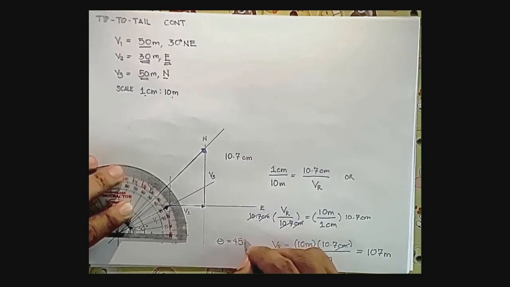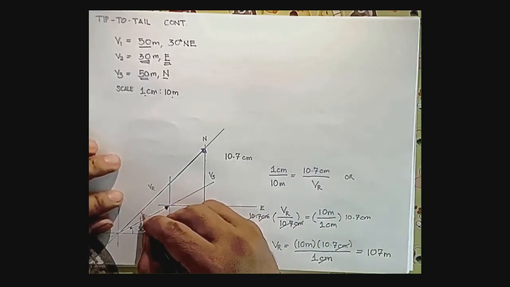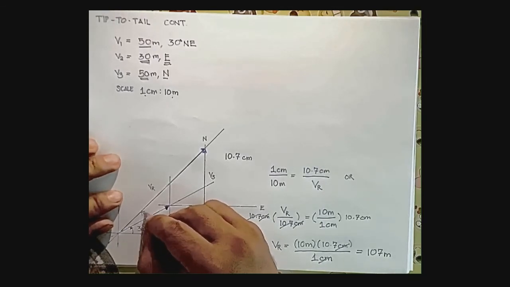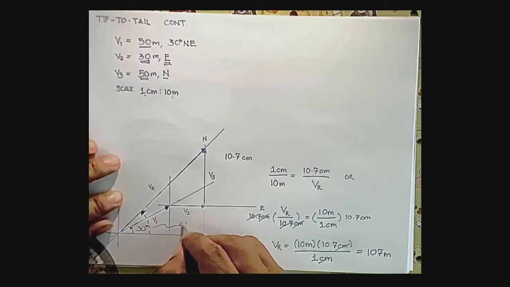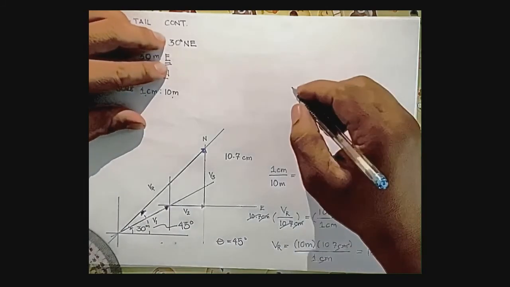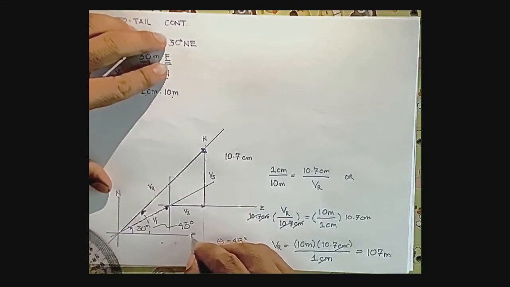Okay, let's trace the new angle. That's 45 degrees. Okay, that's the new angle. That's the 45 degrees from east to north. Going north from east.